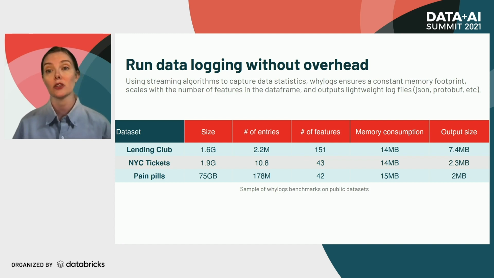The output scales with a number of features. Furthermore, the YLOGS profiles are mergeable. So for streaming pipelines, you can capture micro batches and aggregate them into hourly or daily batches. Very convenient. The resulting output is extremely lightweight and privacy preserving because it does not store any raw data. It only stores data statistics.